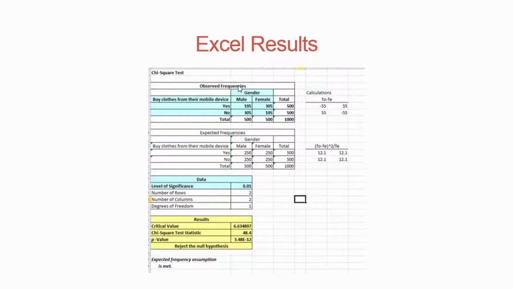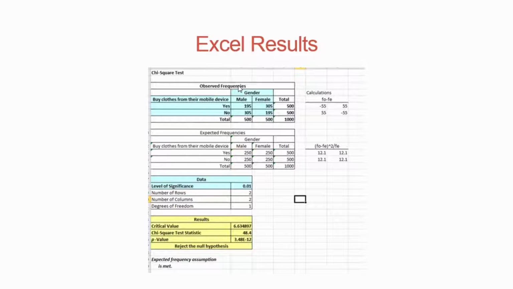And it tells me if the proportions are the same, I would expect the number of males and the number of females buying clothing from their mobile device to be the same. So that'd be 250 out of 500 and 250 out of 500 for each group. Okay, so that means the proportion of males and females who buy clothing from their mobile device is 50%.